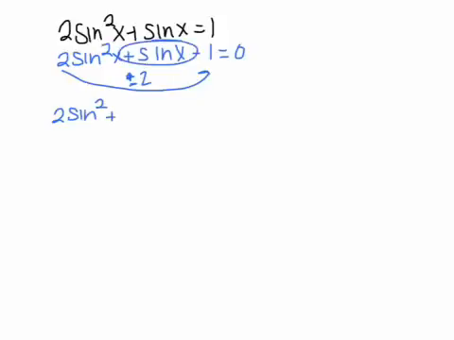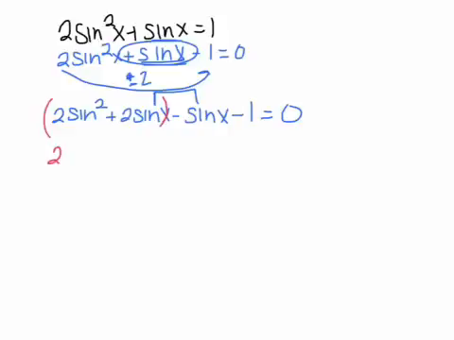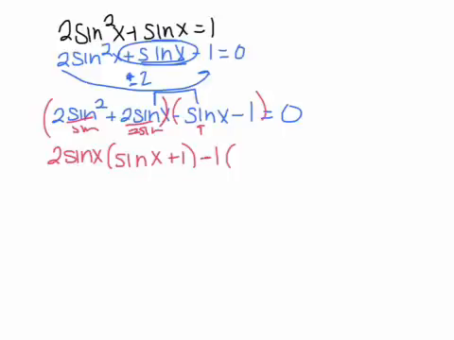So I'm going to say plus 2 sine x minus sine x minus 1 equals 0. What I did right here is, if I add those together, it will give me this piece right here. Now I'm going to factor by grouping. In the first factor, I can factor out a 2 sine x. When I divide that out, I'm left with sine x plus 1. In the second factor, I'm going to factor out a negative 1. When I do that, I'm left with sine x plus 1.